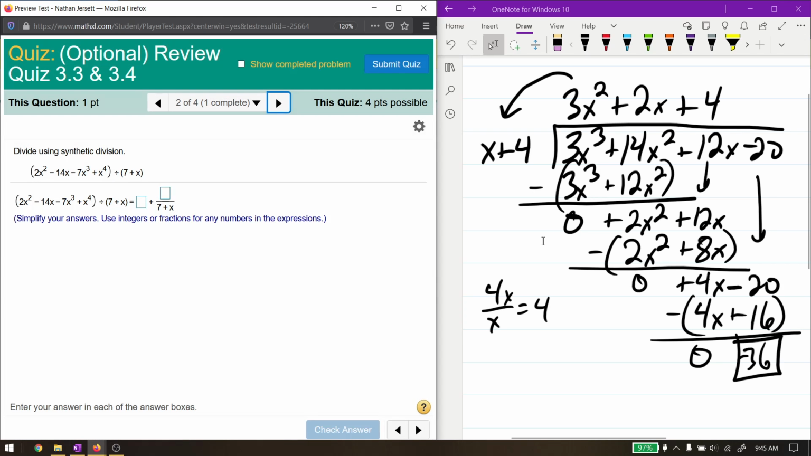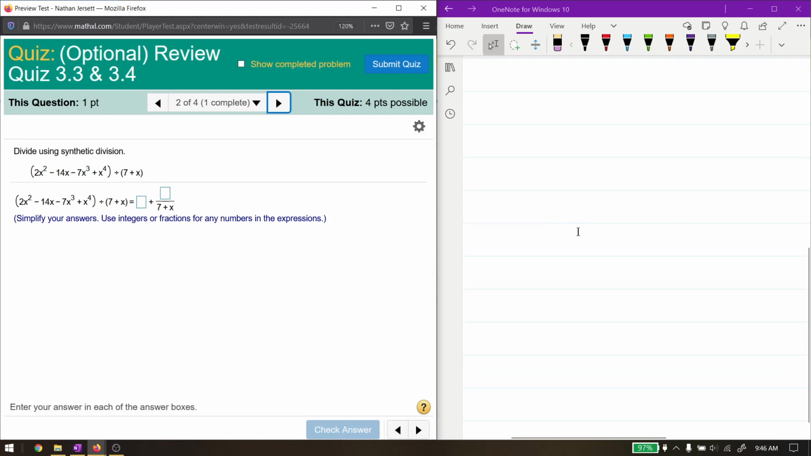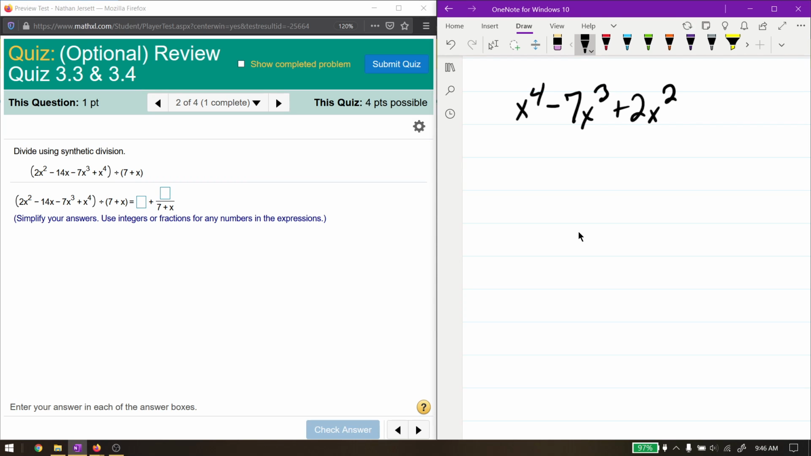All right, let's move on. We want synthetic division here. Now this is written a little bit weird. I'm going to rearrange this so that it's the highest power to lowest power. We have x to the 4th minus 7x cubed, then plus 2x squared minus 14x. Now I'm also going to add in this last term that we don't have, which is the constant term, the 0, or just the number by itself. This is going to be divided by not 7 plus x, but x plus 7.